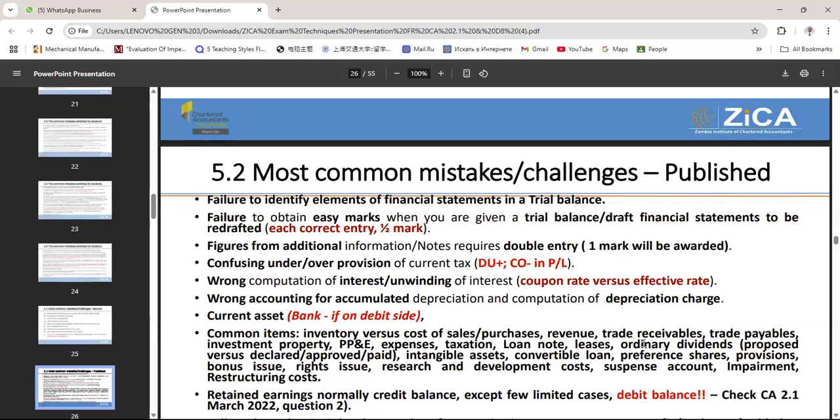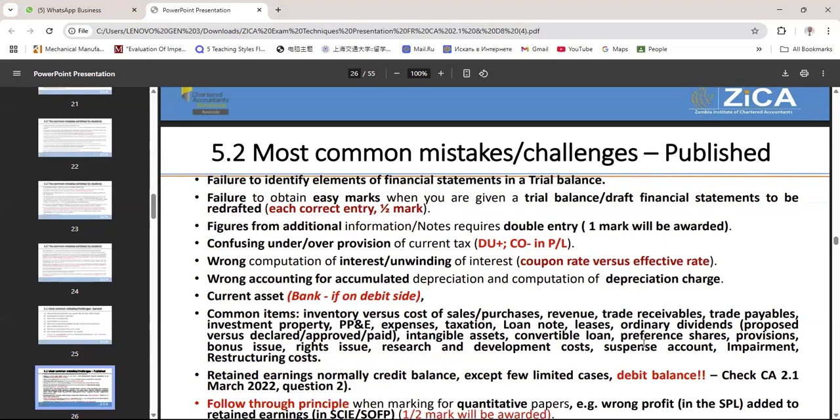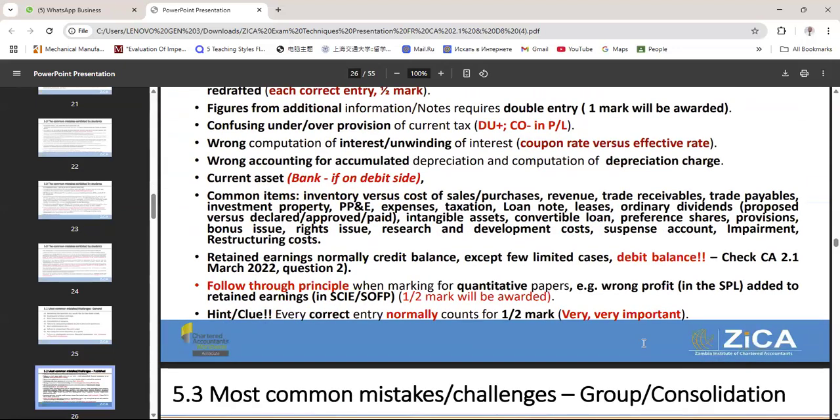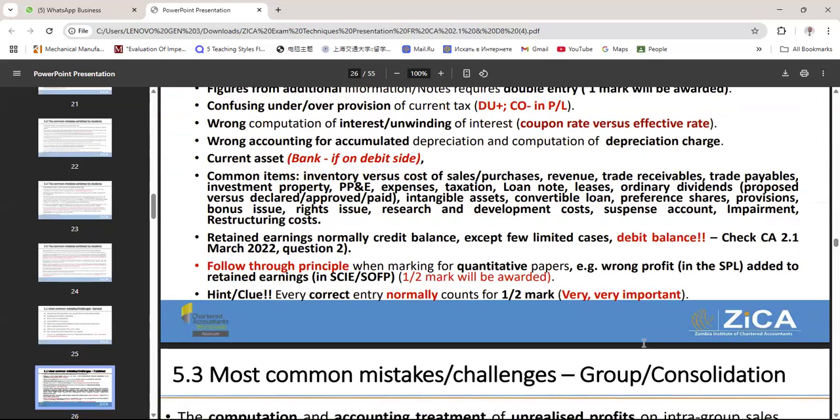If there is a suspense, take note, suspense is where for now you have not yet balanced, then you can put in a suspense. But as you are preparing financial statements, you have to clear the suspense. This is very, very important. Then when you come to retained earnings, normally it's on the credit side. If it's on the debit side, it means in the past, the company has been making losses. You can check the way it was tested in March 2021 or March 2022. Question 2, please go through that question.